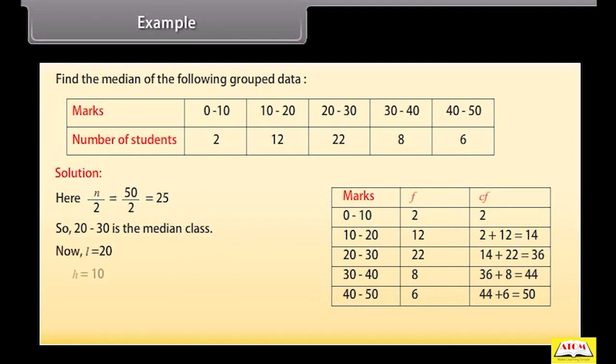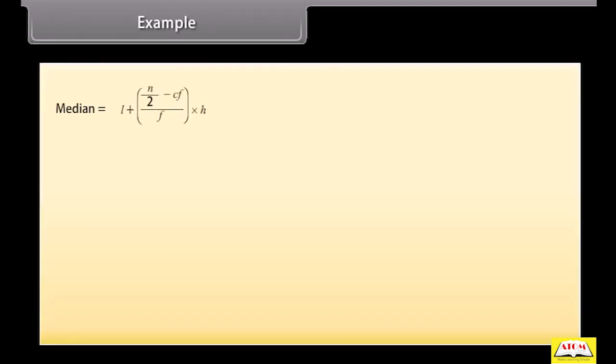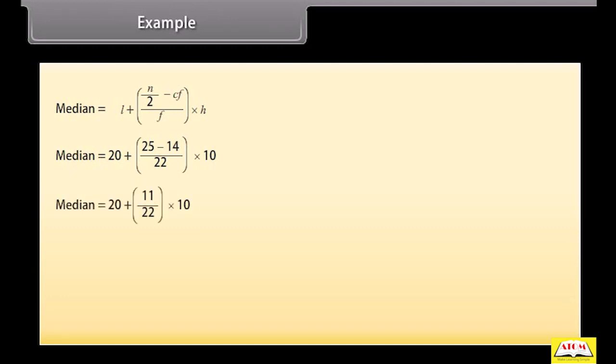Now, L is 20, H is 10, CF is 14, F is 22. And then we calculate the median using the formula given below. L plus n by 2 minus CF, that is divided by F and multiplied by H. Median equals 20 plus 25 minus 14 by 22 into 10. 20 plus 11 by 22 into 10. Median is equal to 20 plus 5, which equals 25.